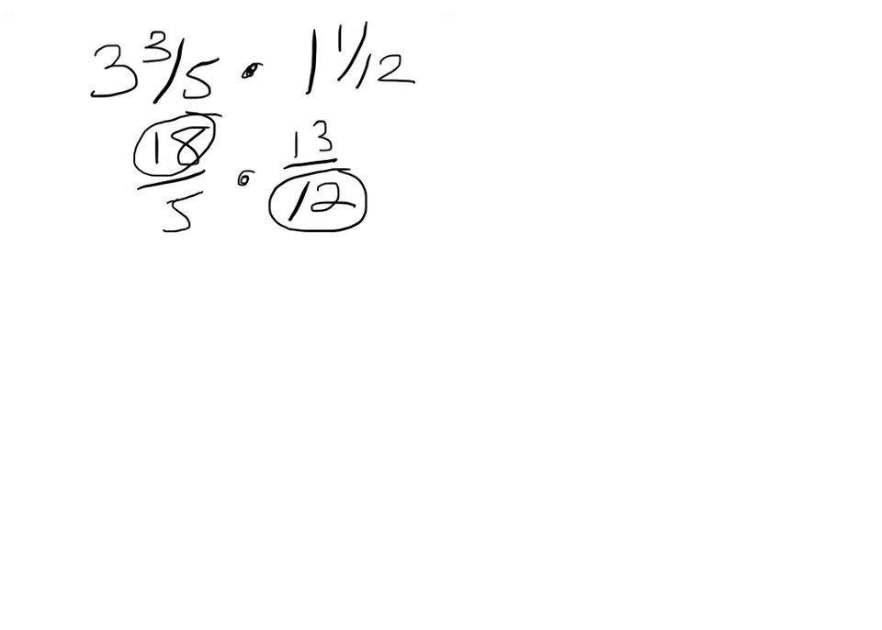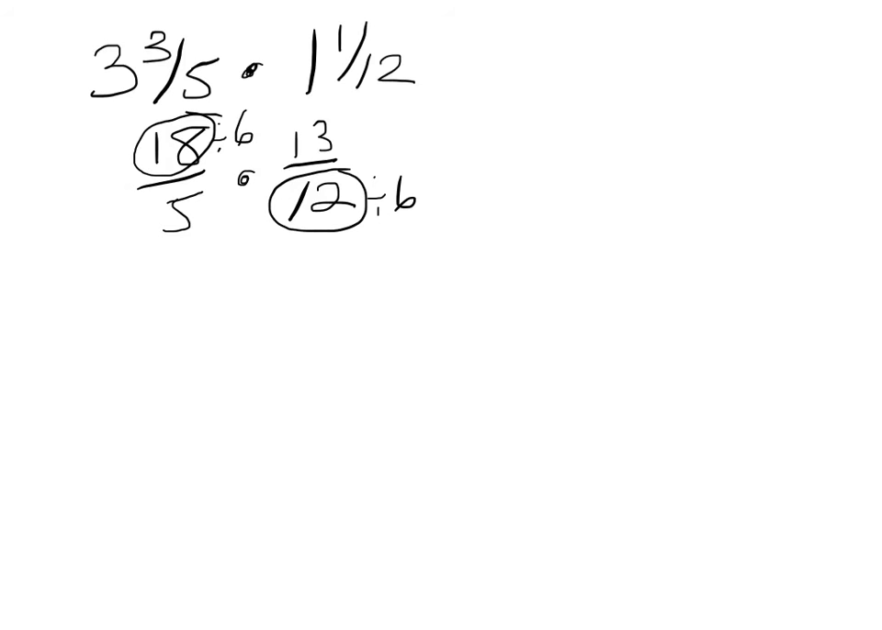What factor can I divide out of both 18 and 12? Well, they're both divisible by 2, and that would help us a little bit, but is there a larger factor that we could divide out of both 18 and 12? Yep, you're right. We can divide them both by 6. So let's do 18 divided by 6 and 12 divided by 6.